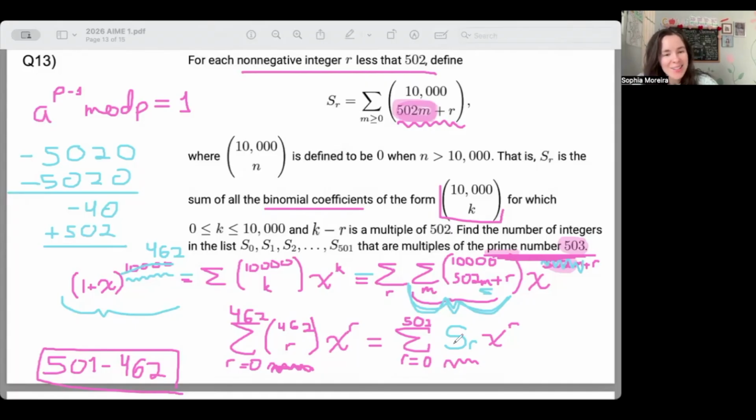Because again, s sub r is going to equal 462 choose r. If r is greater than 462, then it zeroes out. But there cannot be any term smaller than that because 503 is a prime number larger than 462.